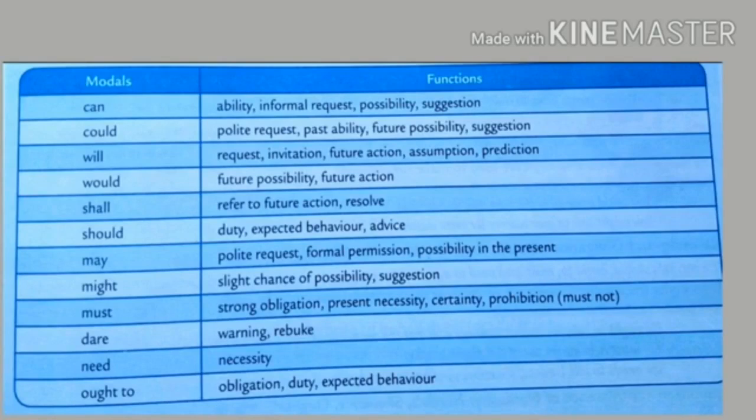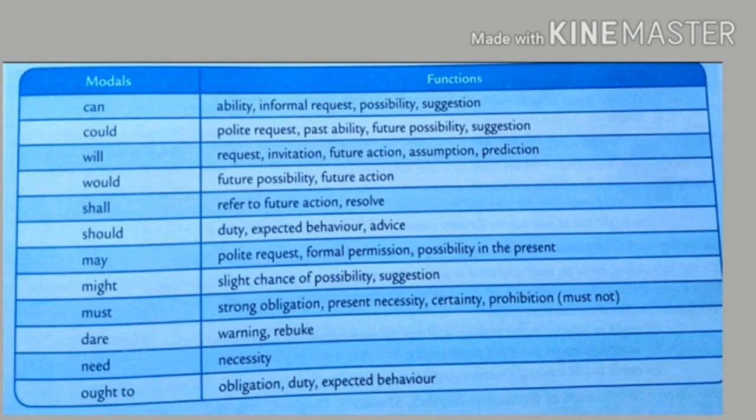First one is can. The functions of can are ability, informal request, possibility, suggestion. Ability, I can do this. It is ability. Informal request, can I take my pen? If you are asking your brother or sister, you can ask like this, can I take my pen? It is informal request. Next one, possibility. If you work hard, you can get it. Possibility. Next one, suggestion. Suggestion means this is right, you can do this. It's a suggestion.